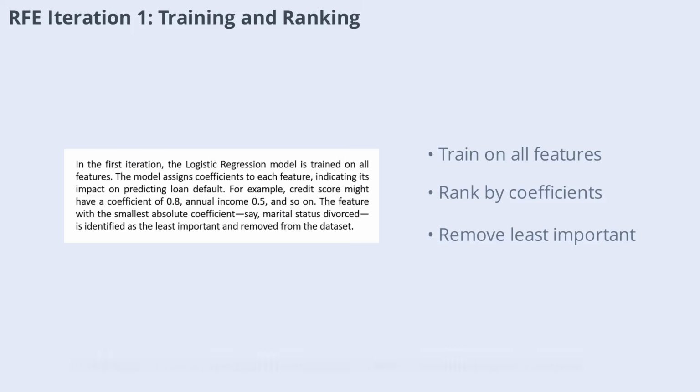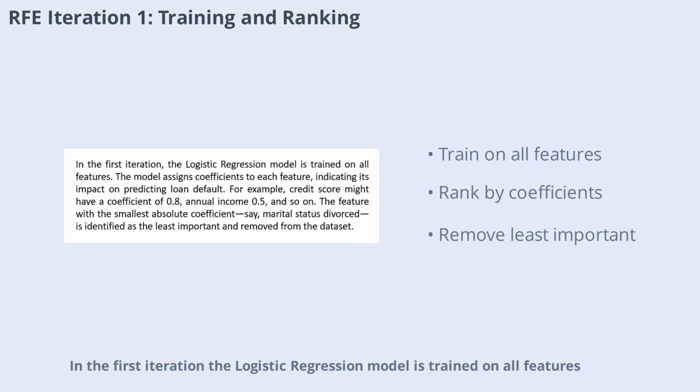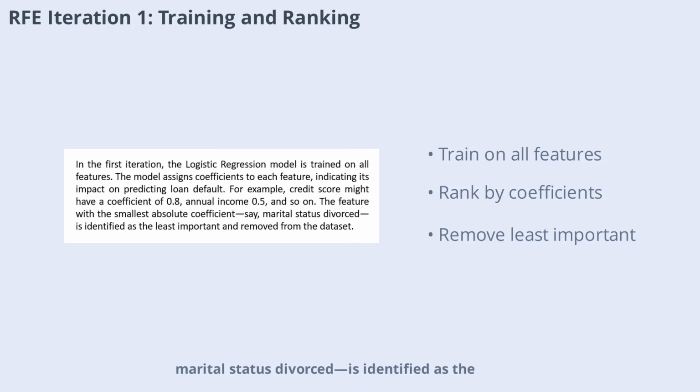In the first iteration, the logistic regression model is trained on all features. The model assigns coefficients to each feature, indicating its impact on predicting loan default. For example, credit score might have a coefficient of 0.8, annual income 0.5, and so on. The feature with the smallest absolute coefficient, say marital status divorced, is identified as the least important and removed from the dataset.